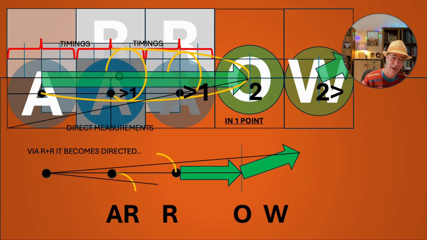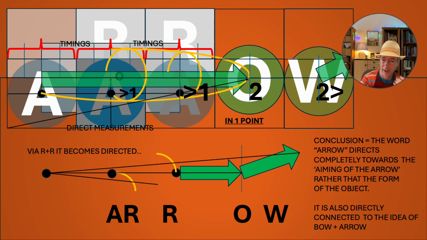And via R plus R, it will become connected. And of course, with O, you find the connection point at the right moment, and the way you connected to it, or how things connected to you from your connecting to it, will have a good or a bad effect, or will deviate with the W a little bit more or less.